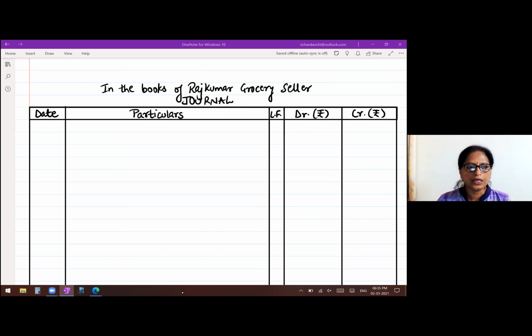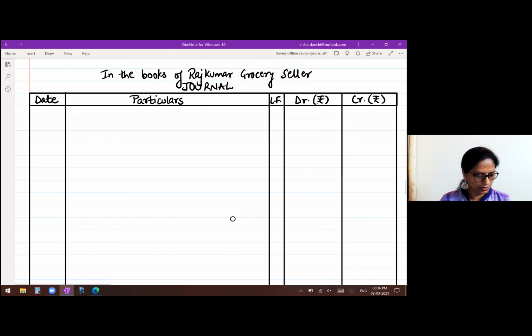Now in the journal, I had told you always in the date column, first you will write the year. Now this is 2019 and the transactions are given for the month of April. So April and then the first. Now I will first read the transaction, understand, and then we will write the journal entry.